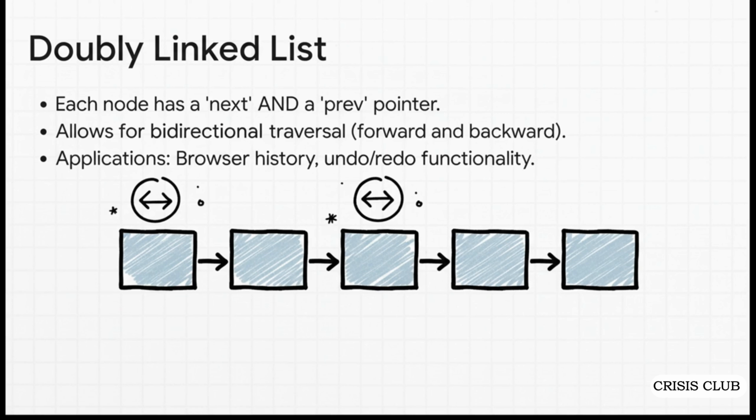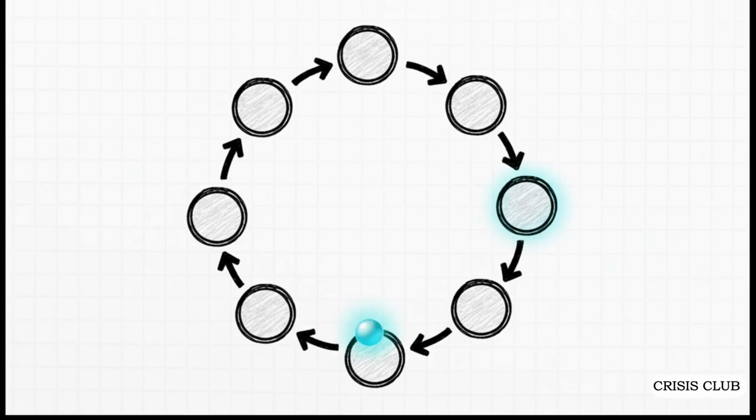Every page you visit or every change you make is a node in a chain, and you can just move back and forth along that chain. Okay, so our next type asks a really interesting question. What if the list just never ended? What if, when you got to the last item, it just looped right back to the beginning? For that kind of problem, we have the circular linked list.